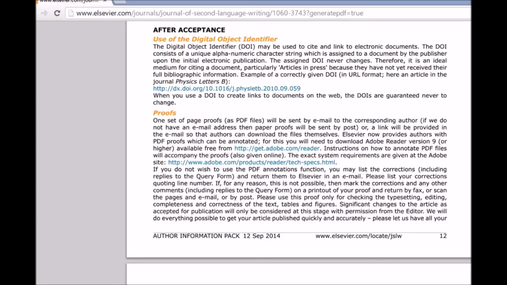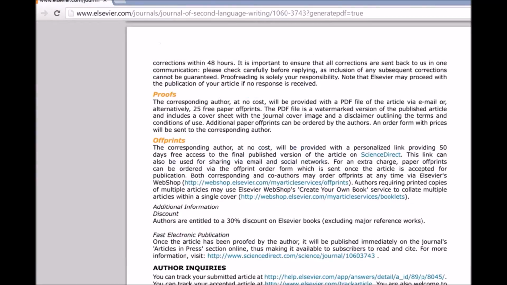It's the responsibility of the author to proofread these papers. There could be mistakes. It could be your last chance to correct any errors, but also there could be mistakes in the editorial process or changes that you don't like. You're not supposed to change anything major. These are really for grammatical errors, punctuation errors, spelling errors, like that. And you're really not supposed to make any major changes to the paper at this point.